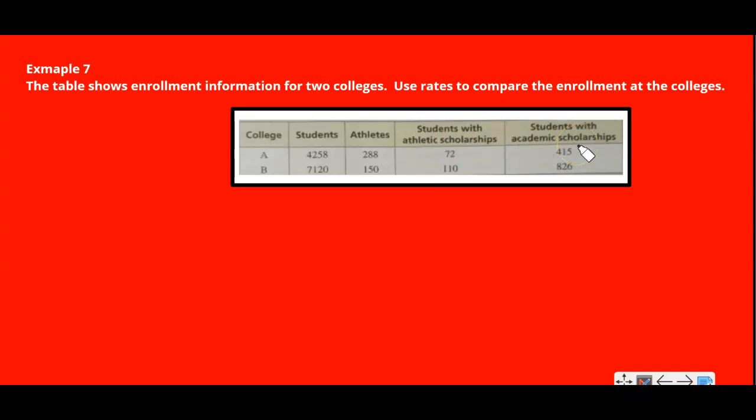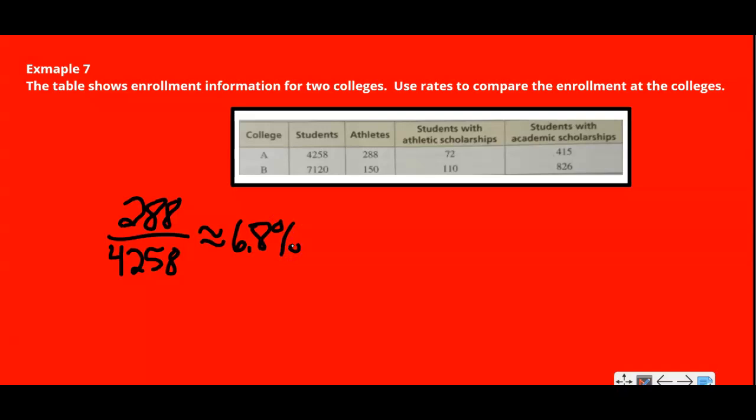So, what 2 categories do you want to compare? First, let's compare how many athletes in College A out of the entire population there. So, we're going to say 288 athletes out of 4,258. If we divide 288 by 4,258, it is about 6.8%. Remember, you move the decimal 2 places to write this as a percent.